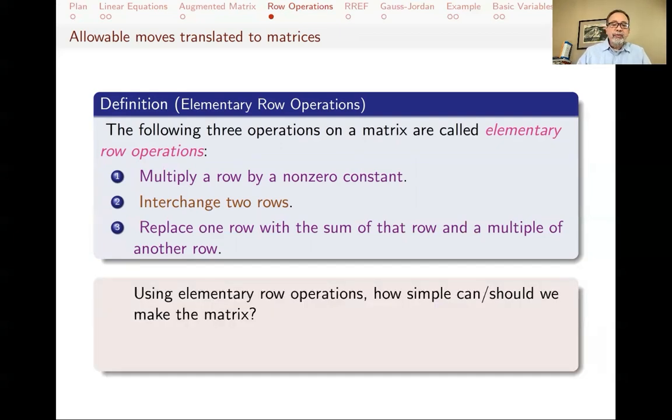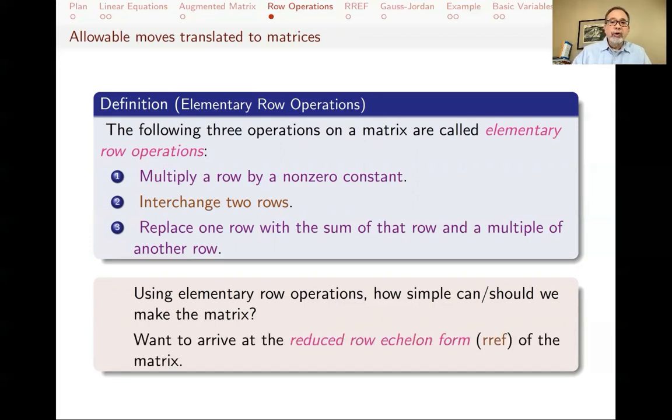Now, the question is, what should our goal be? How simple can we or should we try to make the matrix? How far should we take this? What we want to do is to arrive at something called the reduced row echelon form of the matrix. RREF.